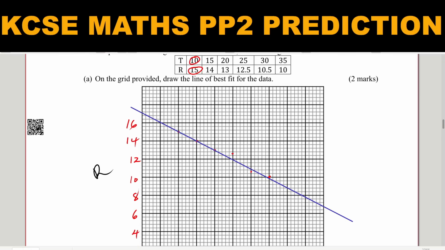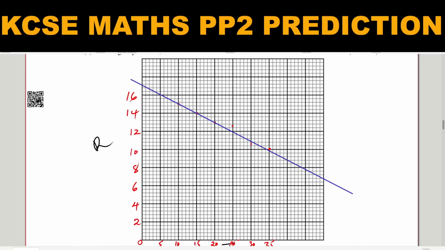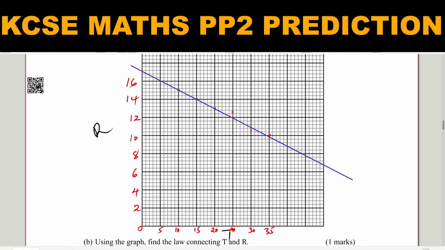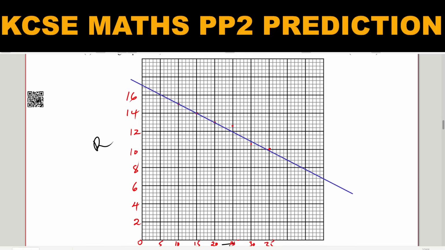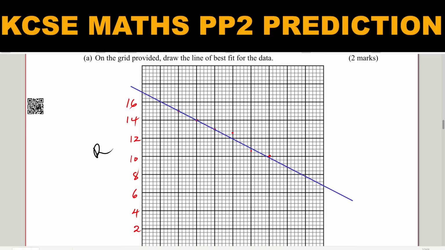We have 10, 15. We have 15, 14, and we have 20, 13. Those points are on that line. So that is the line of best fit, whereby you've drawn a line and most of the points are lying on that straight line. The ones that are left, we only have 3, and when you try to draw any other suitable line using the points that I've plotted, you notice the one that will have the majority of the points on that line is the one that I've drawn. It has 3, and that is the line of best fit.